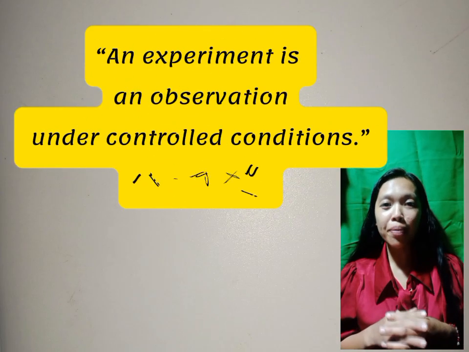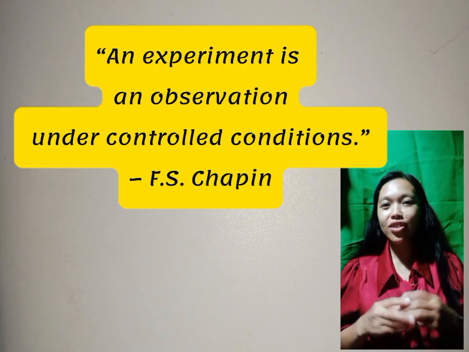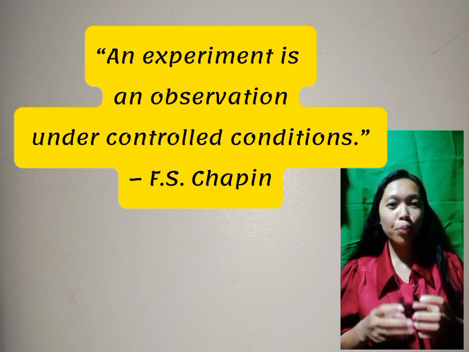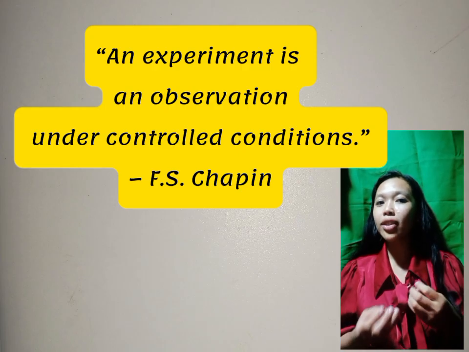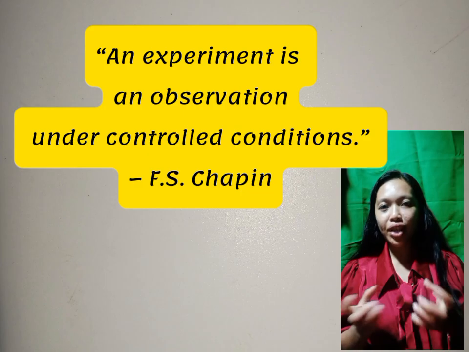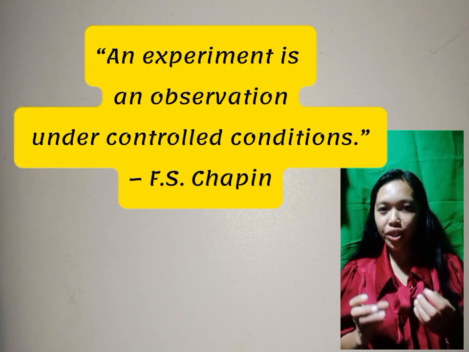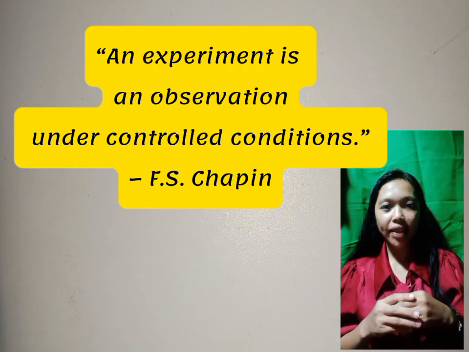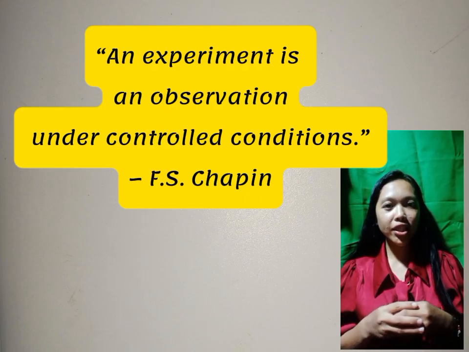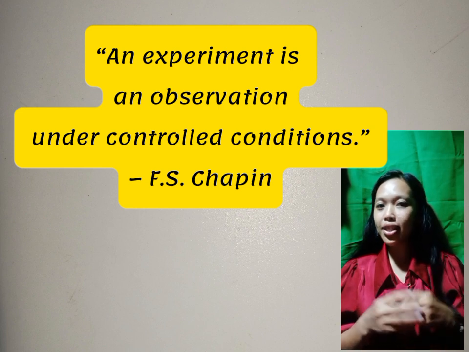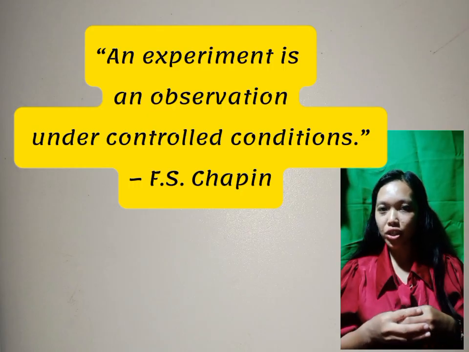Fifth, Chapin: an experiment is an observation under controlled conditions. Chapin's definition is more concise and straightforward. As a sociologist, his approach focuses on the idea that control is essential to transform simple observation into a meaningful experiment. This definition emphasizes the core principle of experimental research: the act of observing while maintaining control over variables. It likely comes from the recognition that in the social sciences, true control is difficult, so any effort to achieve it is foundational to valid experimentation.